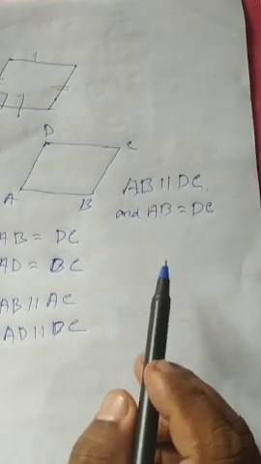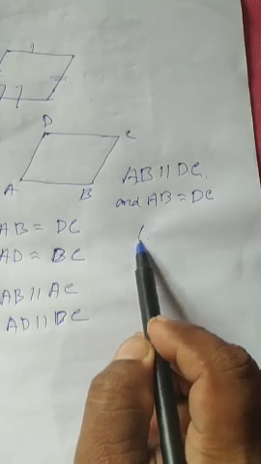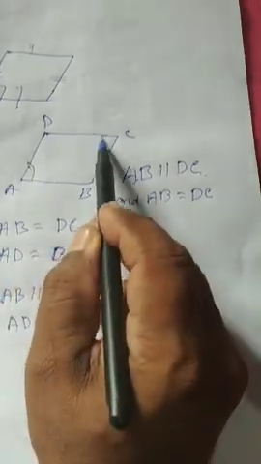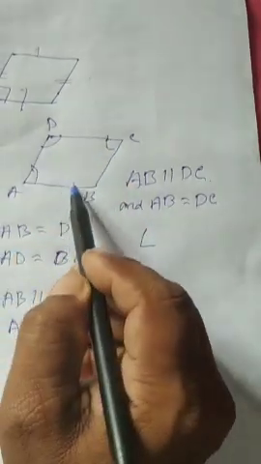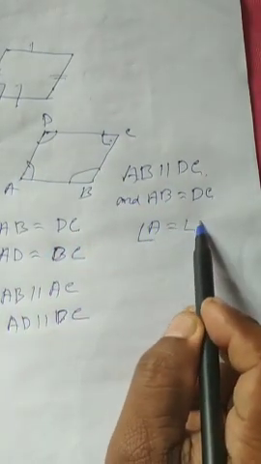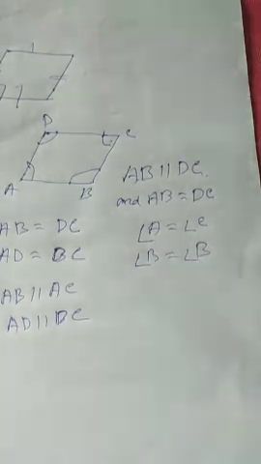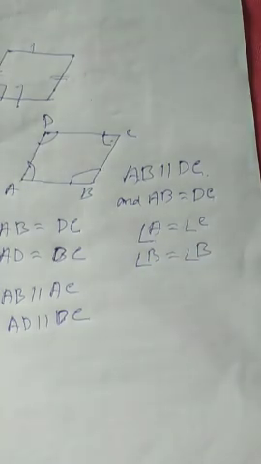Now the fourth condition: if opposite angles are equal, if this angle is equal to this angle and this angle is equal to this angle, these are the opposite angles, angle A equal to angle C and angle B equal to angle D, then we say that the quadrilateral is a parallelogram.